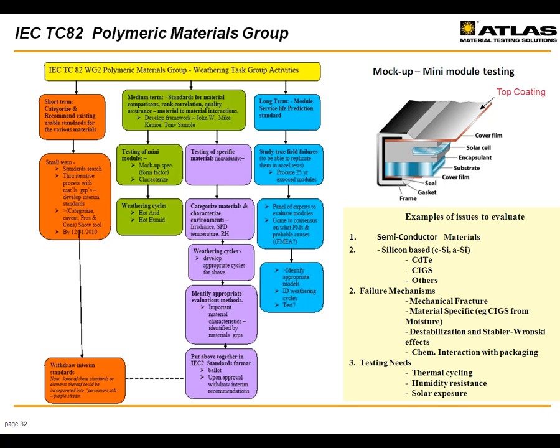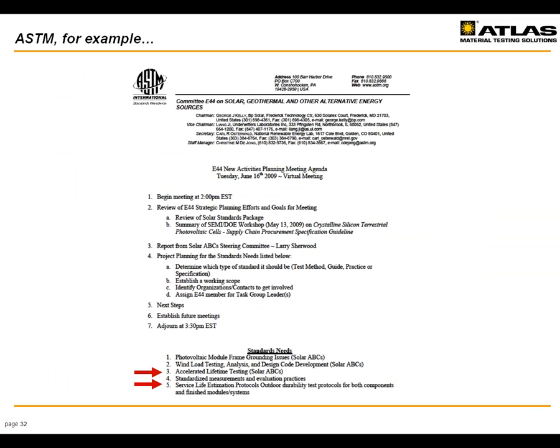The purple team is looking at the testing of PV modules in their entirety. Recently, that work has been spun off into the International PV Quality Assurance Forum. So that's no longer being dealt with in the IEC TC82 polymeric materials group. So that's what's going on in IEC.